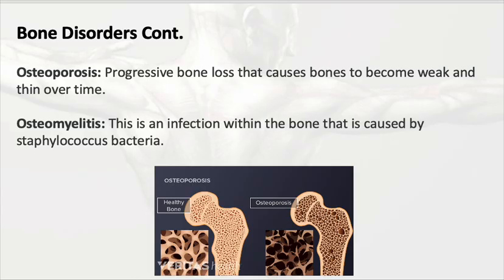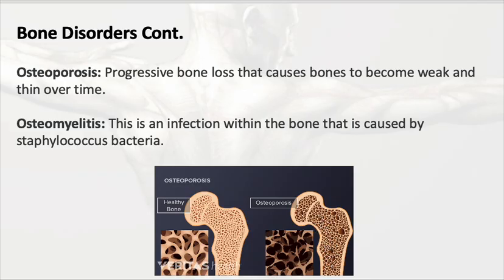So now let's shift gears a bit here to specifically bone disorders. Now we saw osteoarthritis, and this is often mistaken with osteoporosis. So let's talk about the difference. Osteoarthritis is specific to the joint and affects the bones within a joint. Osteoporosis is characterized by the progressive loss of bone, causing bones to become weak and thinner over time.